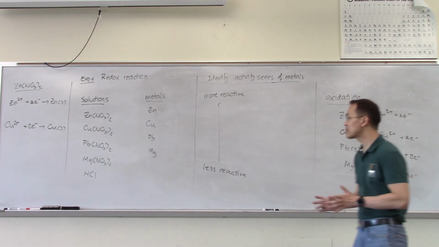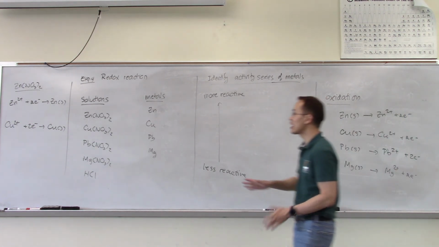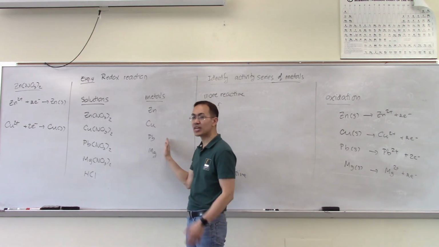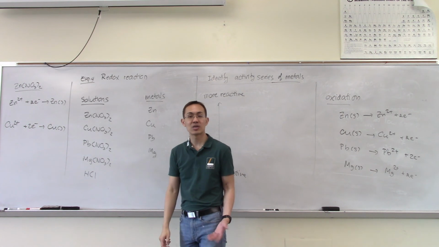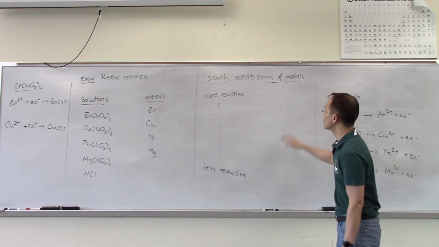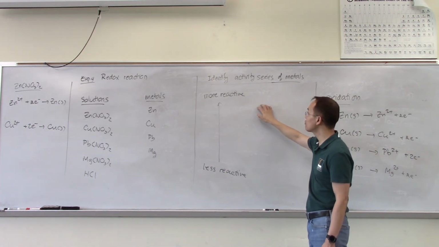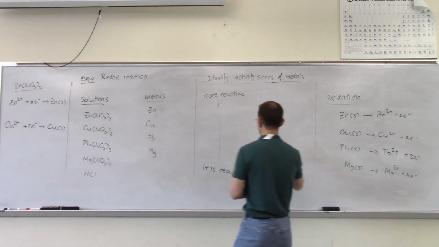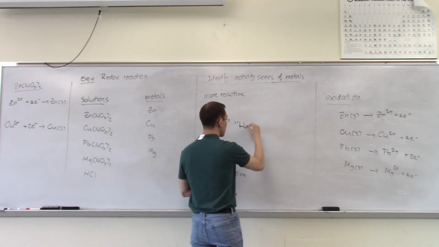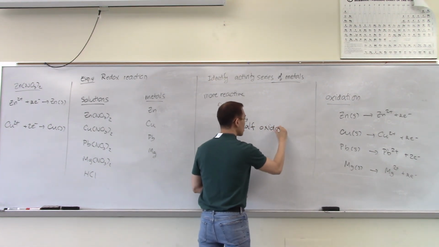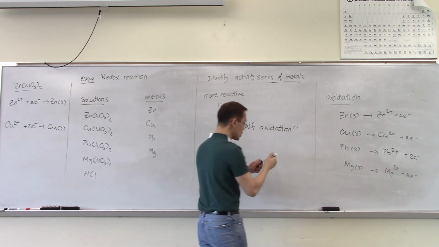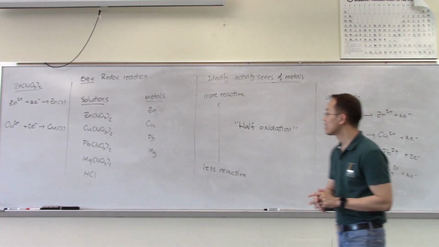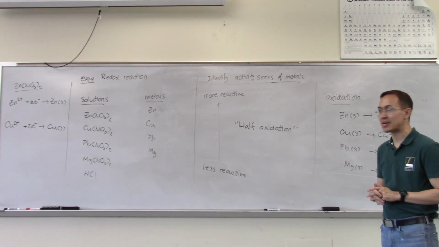Alright, so this is going to be it for the pre-lab. So keep in mind that we're going to have these solutions and we're going to have these metals. The metals undergo oxidation and the solution undergoes the reduction. And then when you write the half reaction for this activity series, it is always the half oxidation. So it should look something like this. Alright, so that is going to be it for the pre-lab for this experiment. Alright, that's it.